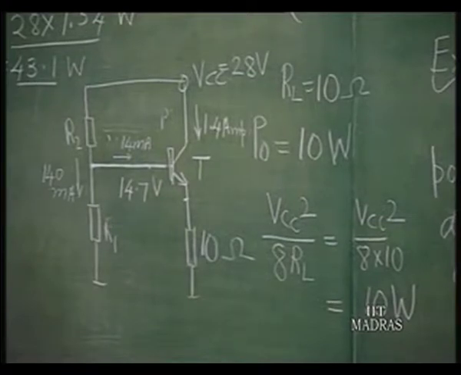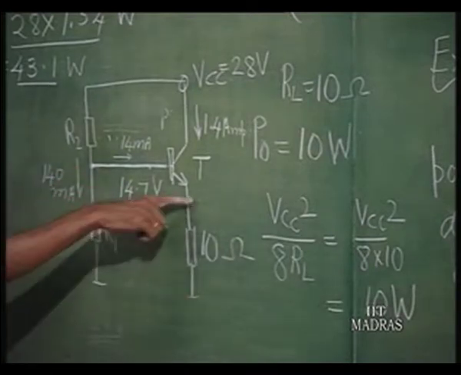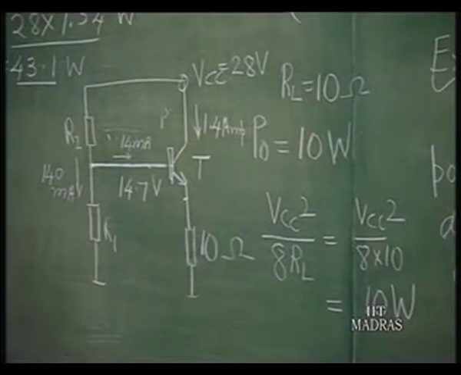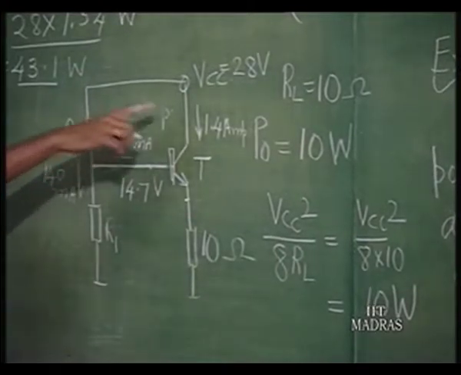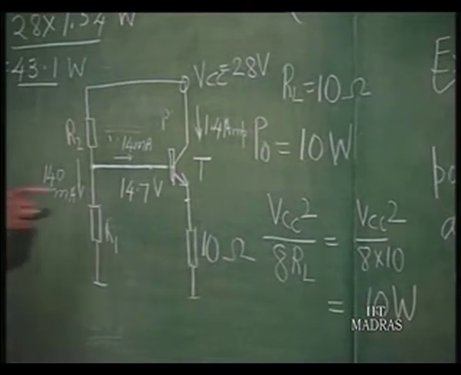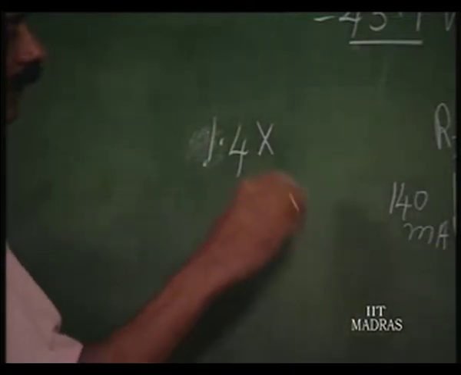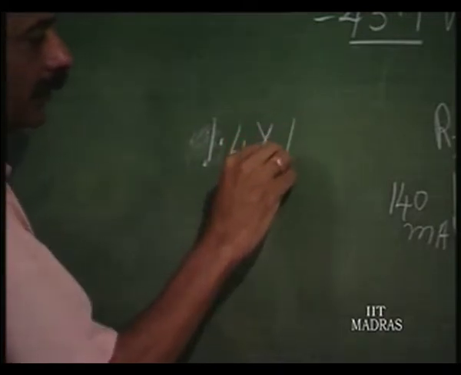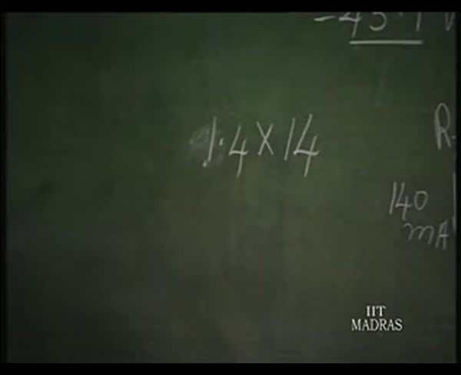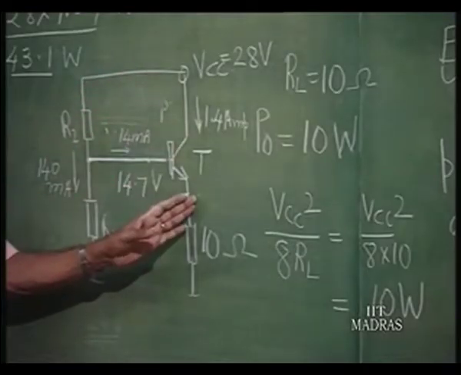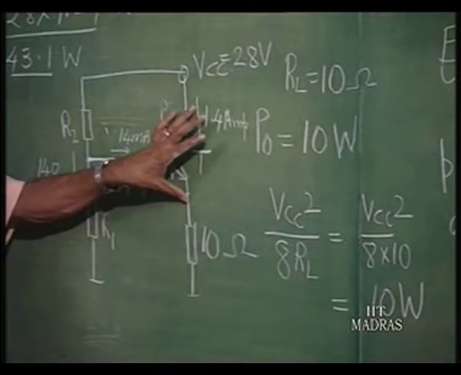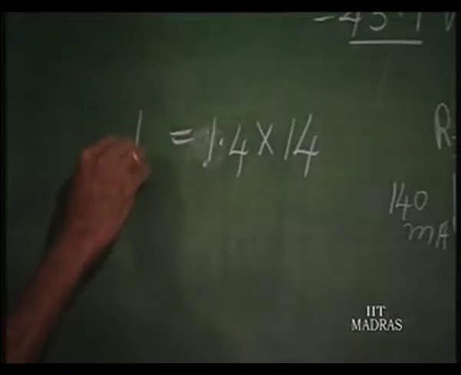Then what is the power dissipated in the transistor? If 10 watts is the output power, you can see that the power dissipated in the 10 ohms is going to be, this 1.4 amperes is flowing through this 10 ohms and the transistor. So, the transistor voltage is 28 minus 14, that is 14 volts, right. So, 1.4 amperes into VCE. VCE is 14 volts. So, that is the power dissipated in the transistor.